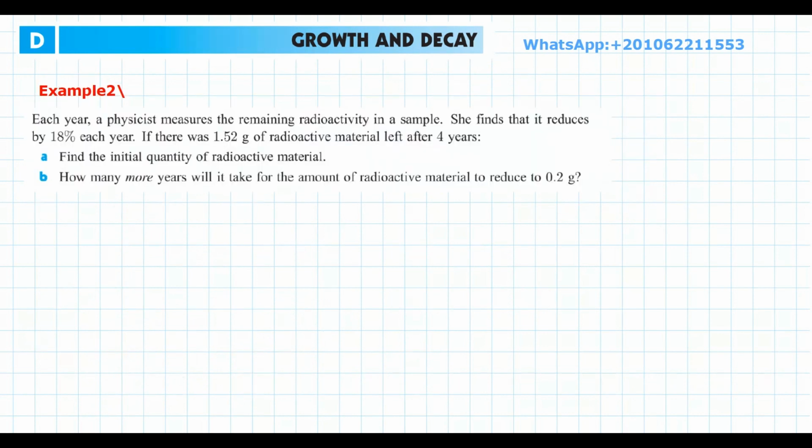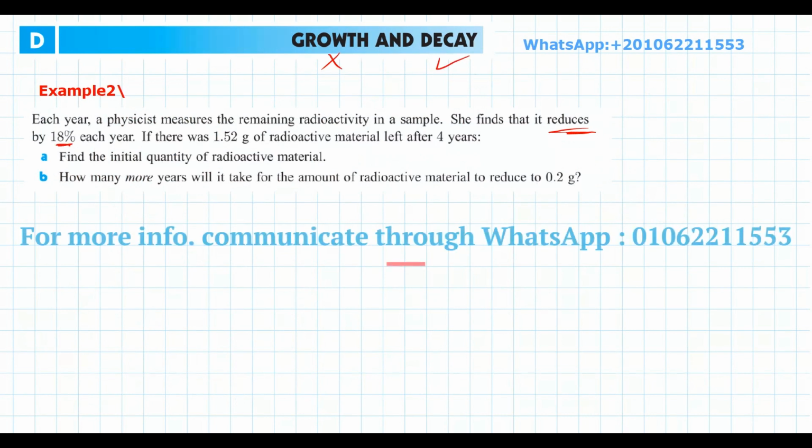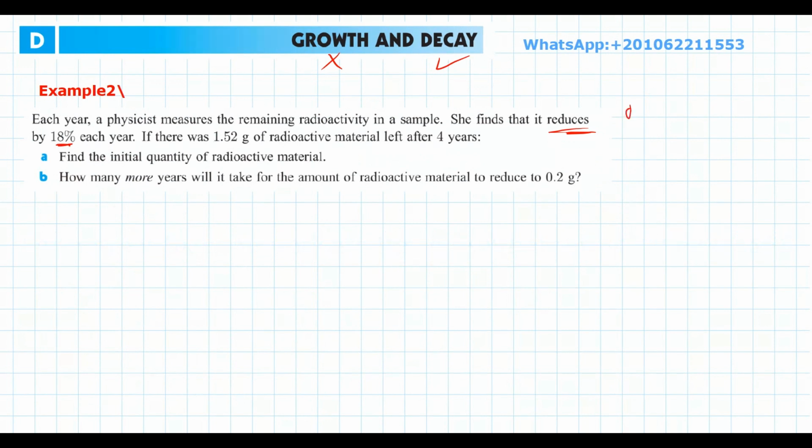Okay, let's move further to decay. We took an example related to growth, and by the way, I have specific techniques in order to find the right solutions. You need to understand the question and be careful while reading it. Here he said, each year a physicist measures the remaining productivity in a sample. She finds that it reduces by, and focus on reduces, so it's not growth, it's decay for sure, by 18% each year. You're going to use the same concept to find the value of r, which is 100% minus 18%.